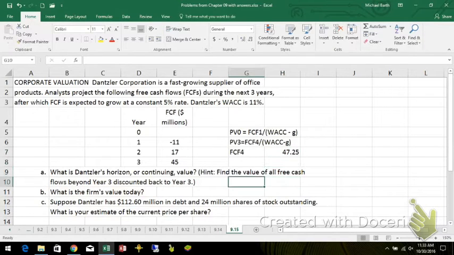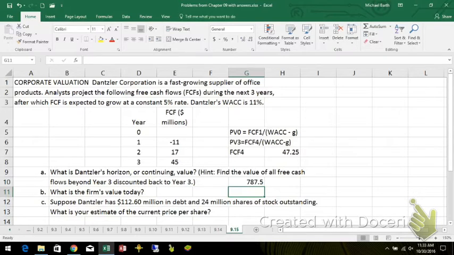So to calculate the value of the free cash flows for year 4, 5, 6, 7, 8, 9, and forevermore, I can calculate their value as of year 3 using the discounted cash flow model. That's divided by the 11% weighted average cost of capital minus the 5%. Now that's the value of those cash flows at the end of year 3. It's not the value today, and that's what Part B is asking us.